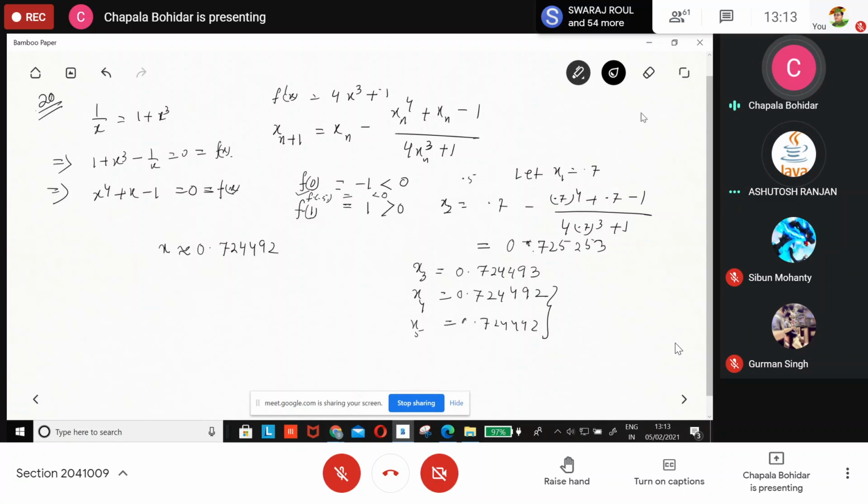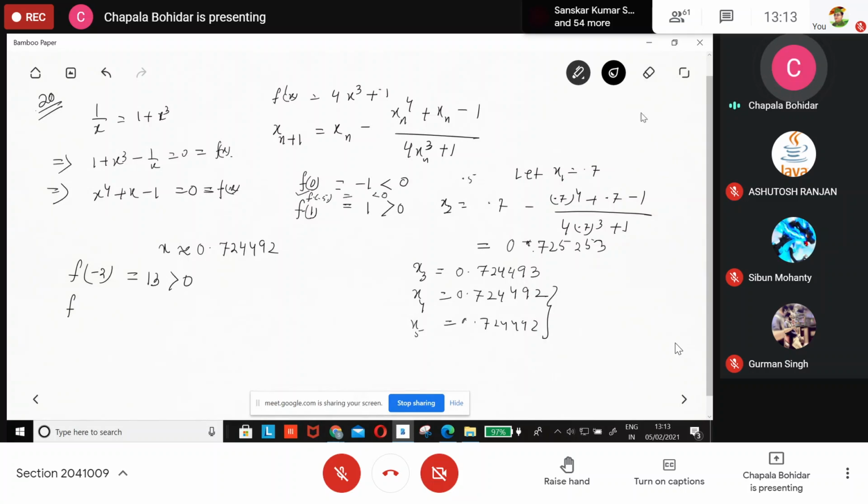Then you check here the functional value f of -2. F of -2, what you are getting? It is 16 minus 2 minus 3, it is 30. It is greater than 0.